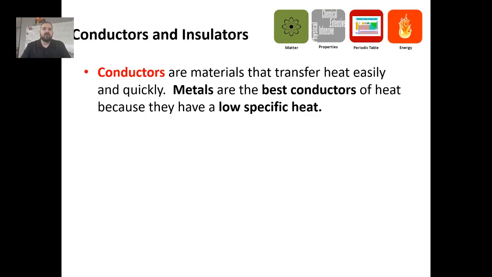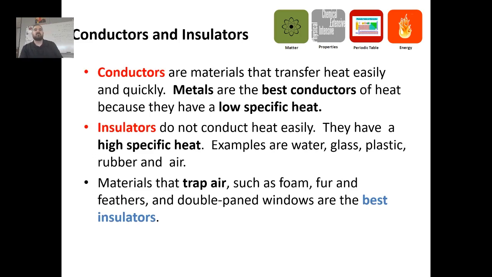Let's move on. So next we got a couple definitions. Conductors, we know what conductors are. Conductors are materials that transfer heat easily and quickly. You can write this if you know it. There's no need to write it. Remember, metals are the best conductors. And the reason they're good conductors is because they have low specific heat. That means they absorb heat very easily.